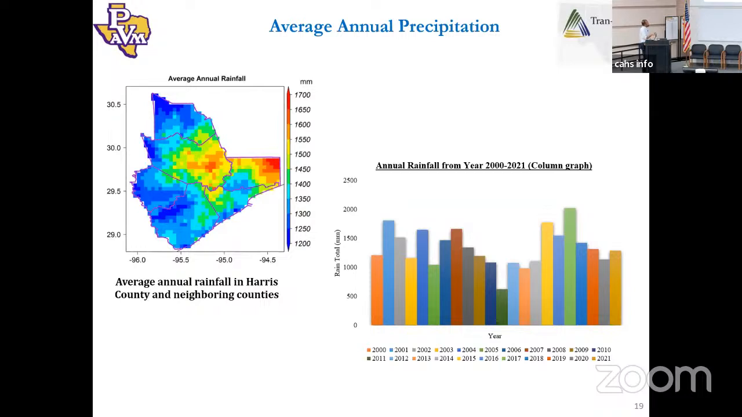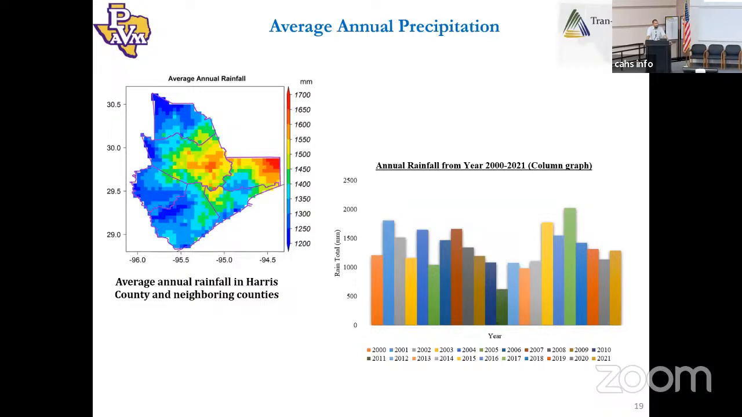And this is again the annual rainfall from year 2000. As I said, we investigated the last 20 years rainfall, and this is the annual rainfall from year 2000 to 2021. And we see this line here. This is the rainfall from the year 2017. And I believe we all know what happened in 2017. Anybody remembered?